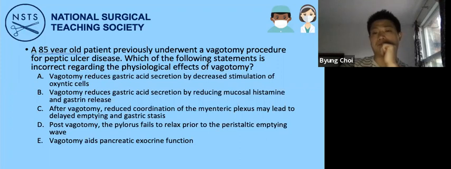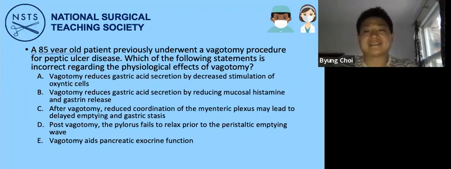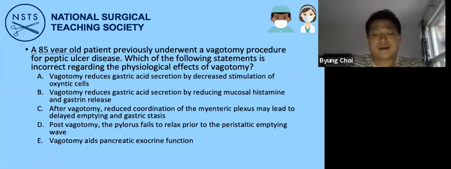So, very split spread of answers, mostly between A and E, and a few going for B and C too. The answer to this one is E. It's that vagotomy aids pancreatic exocrine function.